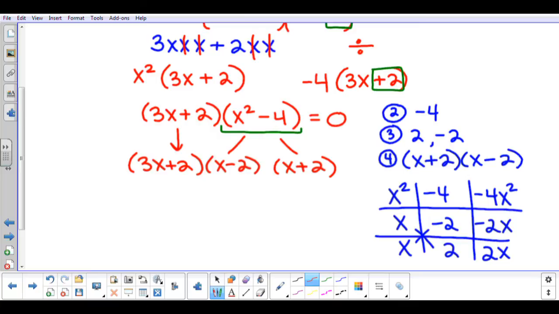So my 4-term polynomial broke down and factored to give me 3x plus 2, x subtract 2, and x plus 2.